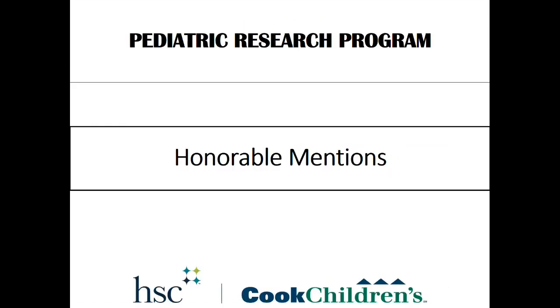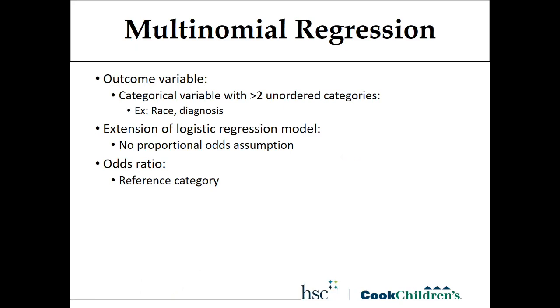All right, so a couple of honorable mentions. I'm not going to go into as much detail on these, but I'm just going to quickly mention a few things. There's something called the multinomial logistic regression. This is another extension of logistic regression. This is when the outcome variable is not binomial. There's not a yes or no situation. There are multiple groups and they're unordered. So, different races, white, black, Native American, Asian, etc., or different diagnoses.